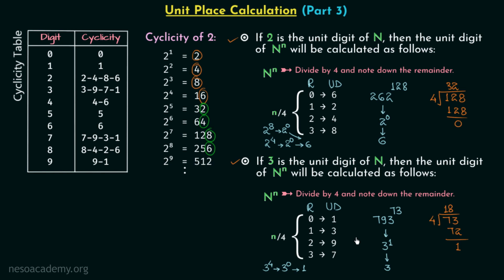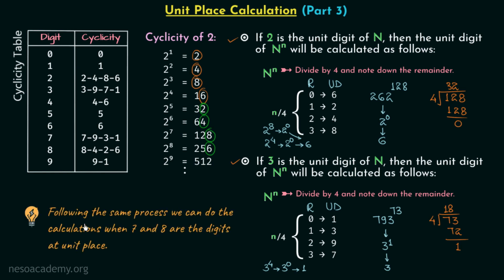So in this way, we now understand how to use the cyclicities of digits 2 and 3 to find out the digit at unit place. Now following the same process, we can do the calculations when we have 7 and 8 at the unit place. So try to find out the unit digits for the corresponding remainders in case of digit 7 and digit 8.